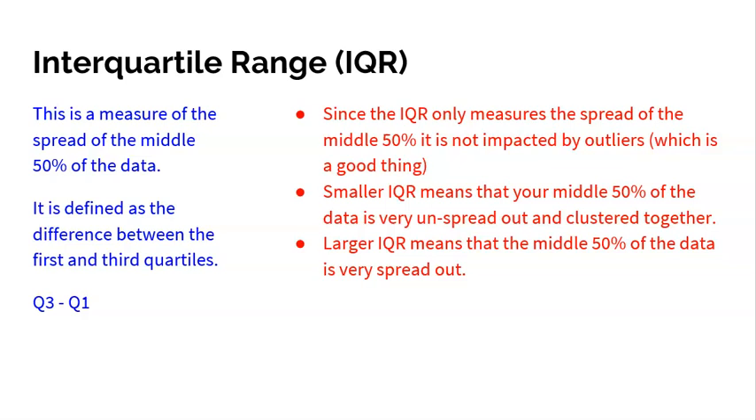So if your IQR is only $1,000, well, man, that means that the middle 50% of your houses are very, very clustered together, all within $1,000. Whereas if your IQR is something like an extreme of $150,000, well, that means that middle chunk of data, that 50% in the middle, is really spread out in price.